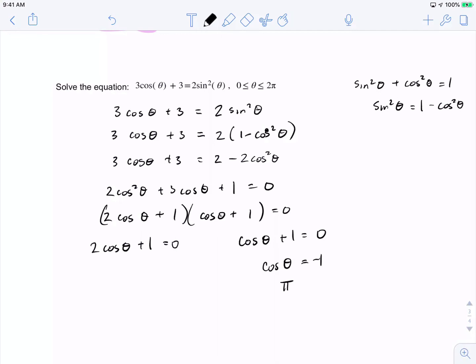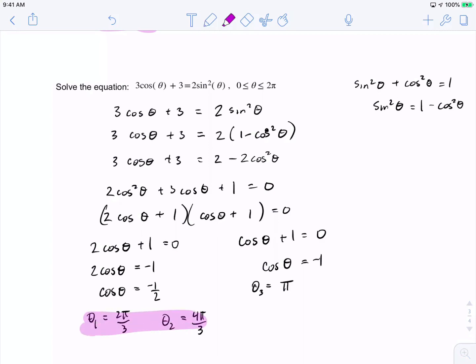So when is cosine theta equal to -1? We know that that occurs at pi. So theta, we'll call it theta 3, is pi. And then over here, 2 cosine theta is equal to -1. Cosine theta is equal to -1/2. That occurs in the second and third quadrants. And so theta 1 would be at 2 pi over 3. And theta 2 would occur at 4 pi over 3.